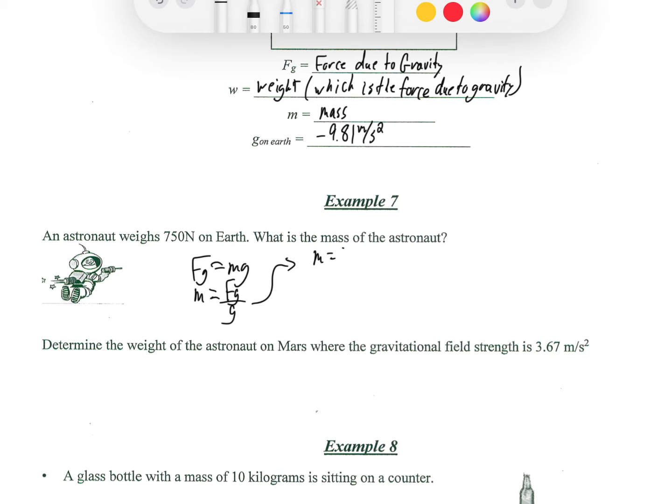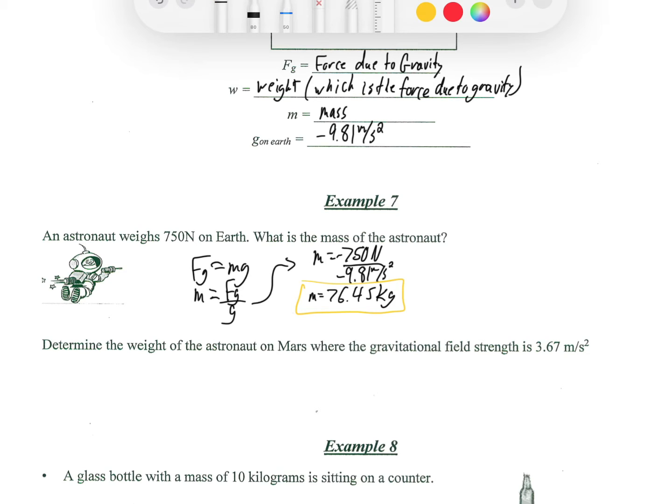So the mass is going to be equal to 750 newtons, and since this is on Earth, then it's going to be 9.81 meters per second squared. Now we can say both of these are down, that the force of gravity is down, acceleration is also down, or we can just keep them both positive in this case. Either way, it'll give us the same answer. Then we can find that his mass will be equal to 76.45 kilograms. All right, and that's how we would find the mass of an astronaut from the force due to gravity.